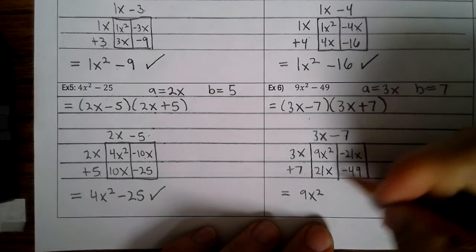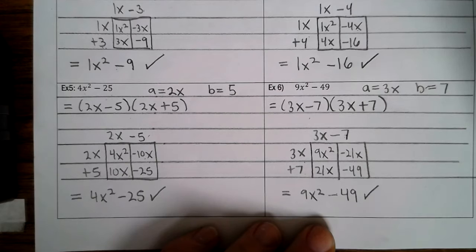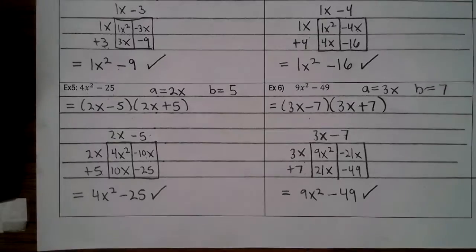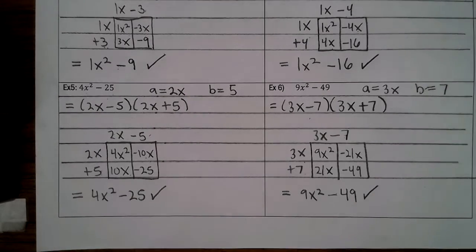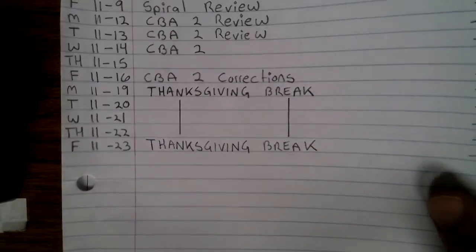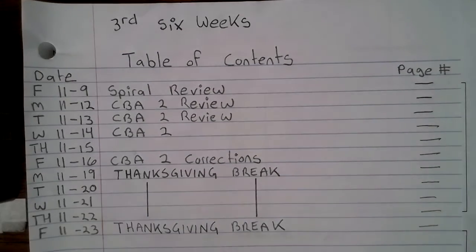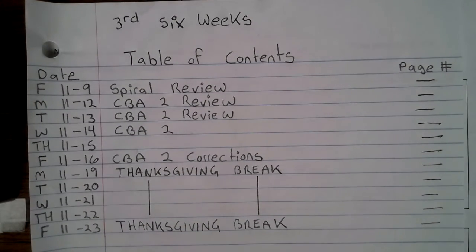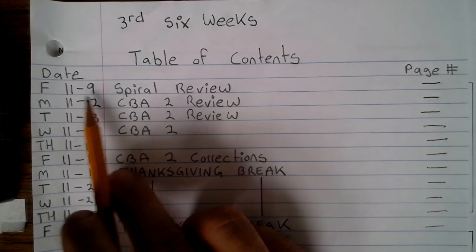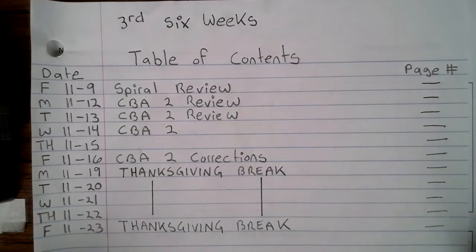That checks. Okay, at this point, start working on your assignment. But before you do that, so I can save time making a video, I'm going to go ahead and just let you know the table of contents for the third 6 weeks, okay? And the reason why I'm telling you this in video is because Friday, that'd be Friday this week, November 9th, will be a spiral review, and it's going to be an assignment that you're going to complete in class. It's, I think, 9 problems front and back.